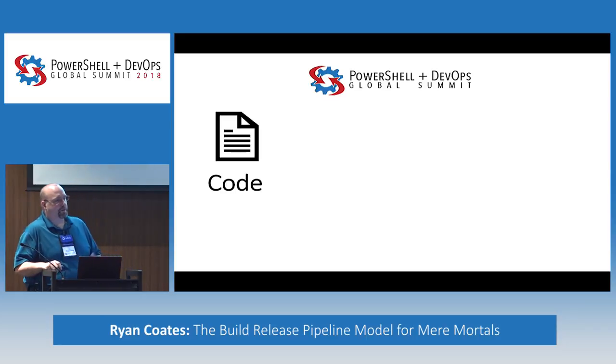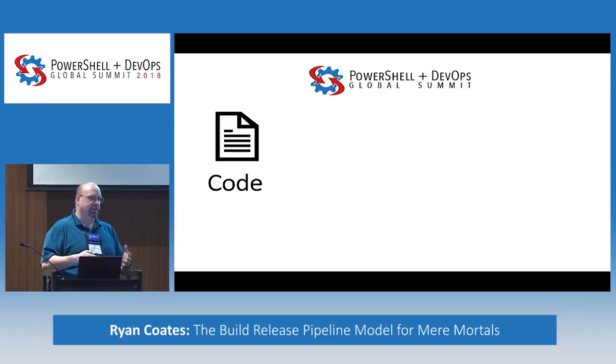So the first part of the pipeline is code. And it's often the bit people forget about. They talk about the build release pipeline. They just assume it starts at build. But build can't do anything without code. Now, in the app world, that's fine. All the apps are code. In the infrastructure world, we don't have a lot of code. You guys have just made that clear. We don't have much yet. But this is where it starts.